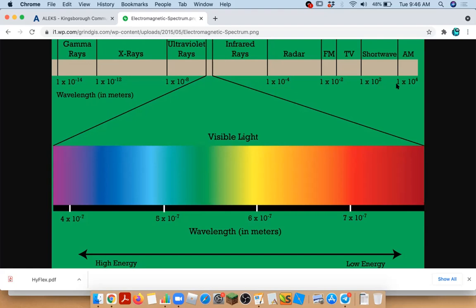Again, the reason we're interested in the electromagnetic spectrum is because it gives us a way to study atoms. It gives us a way to study the structure of the atom. Once we get into talking about electrons, it'll all come together and make sense, okay?